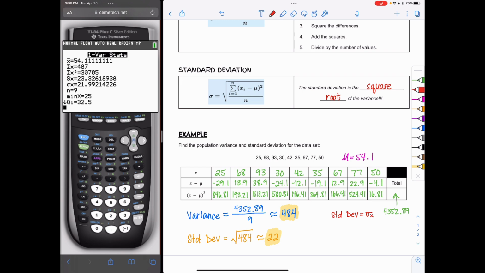Now, if you are using a calculator, if you have the standard deviation in the calculator, in order to find your variance, all you have to do is do the opposite of square rooting, which is to square. If you take your standard deviation and you square it, you should get back the variance.